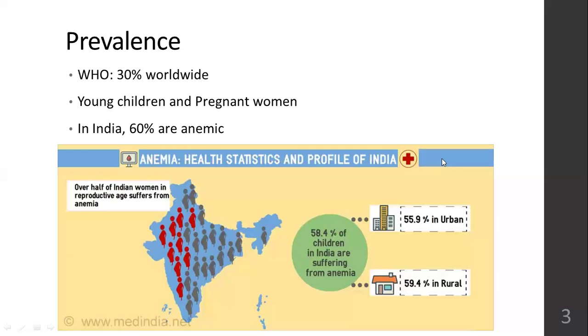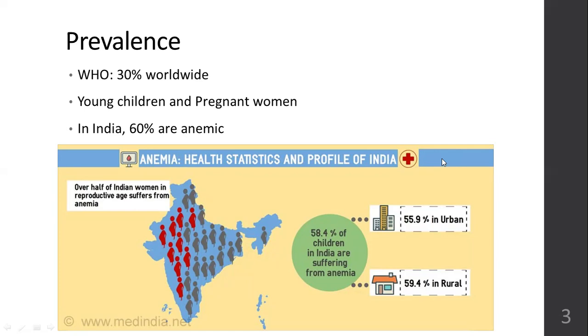So prevalence. The World Health Organization has claimed that 30% of the world is already anemic, but the numbers could be much bigger than this, because a lot of anemia is often unreported. Young children and pregnant women are the group in the population that is most severely affected by anemia. And in India alone, 60% of the Indian population is anemic. Again, it could be more than 60%. Some of them are unreported anemic cases.